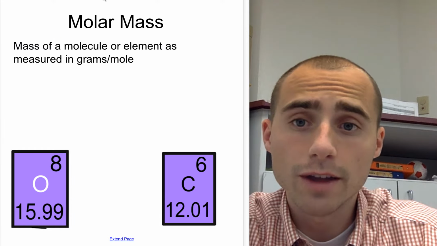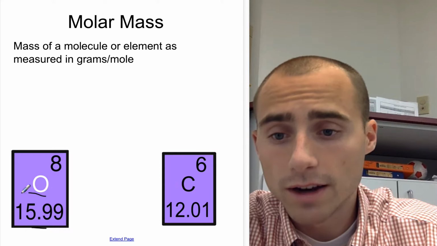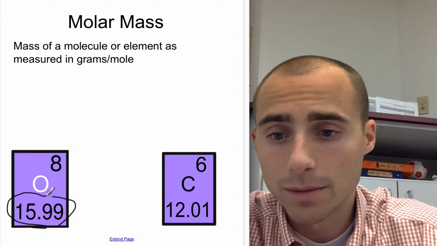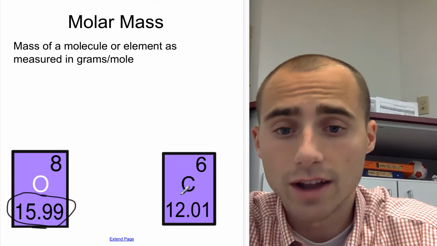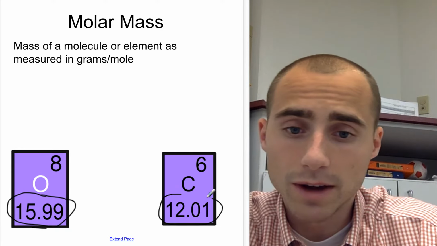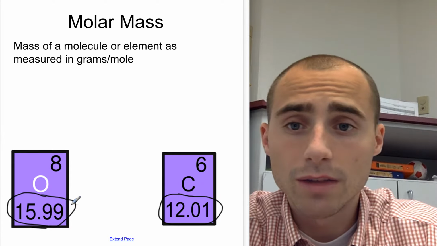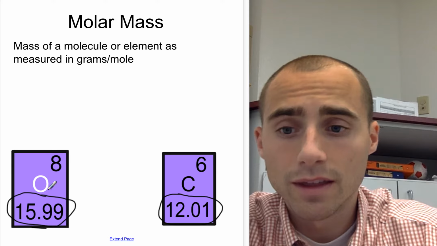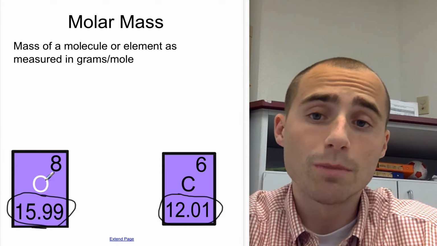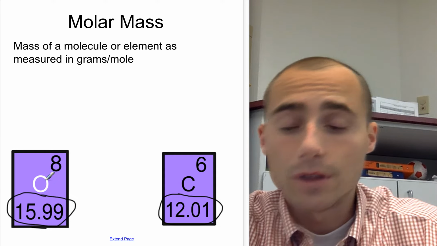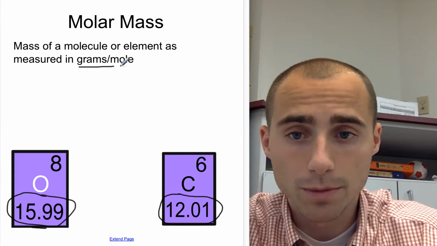Now, if we're calculating the molar mass for just an element, it's really convenient. We've talked about this down here. This is the mass number, if you look on your periodic table, found down at the bottom of each element. We've talked about it plenty of times. The mass number is the molar mass of that given element. So for oxygen, if I were to ask you, what is the molar mass of oxygen? You would respond 15.99 grams per mole.